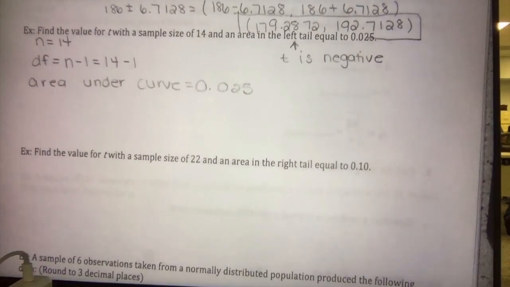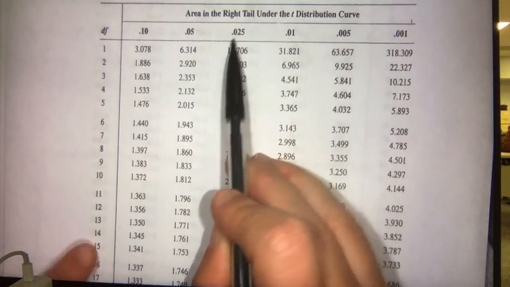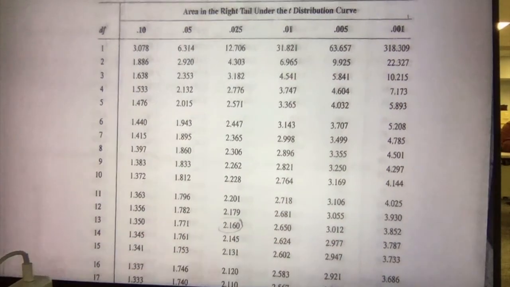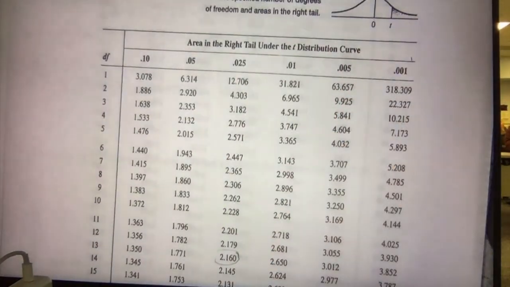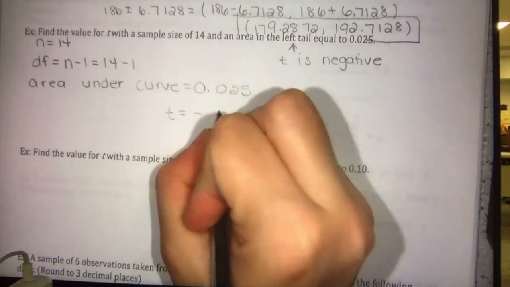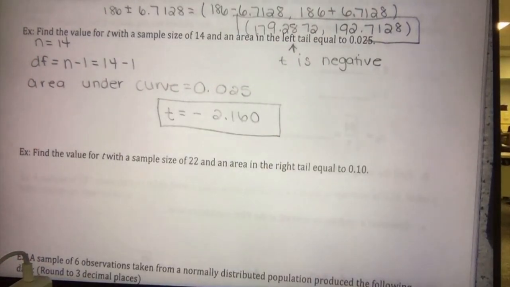So giving you a second here, then we're going to go to our t-table. Our area under the curve is 0.025. Our degrees of freedom is 13, so finding where these two things meet, we get 2.160. Remember, this tells us the right tail, so it's the right side of 0. So it's going to be symmetric, the same thing on the other side, but because it's a left tail, we have to say it's negative. So t is negative 2.160. Boom, done. We don't have to do the confidence interval here, just find t.